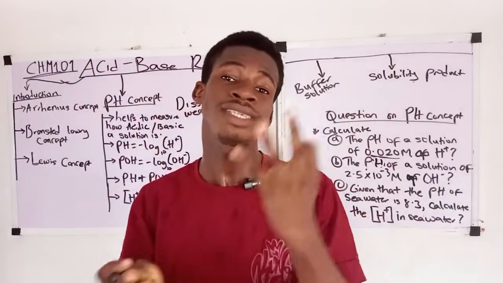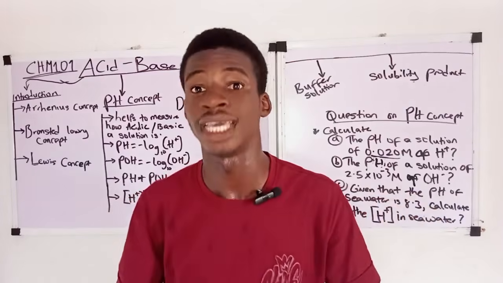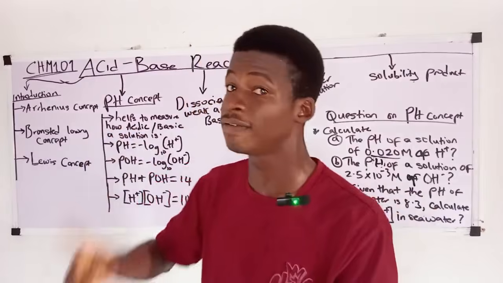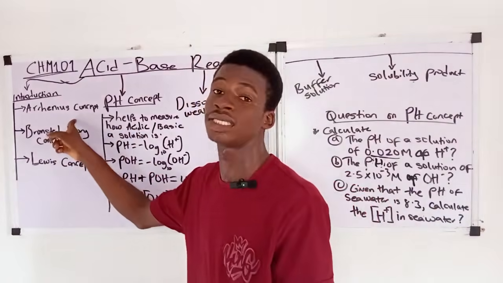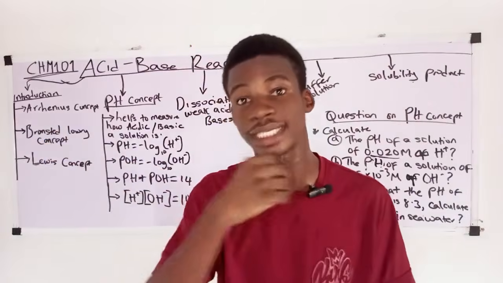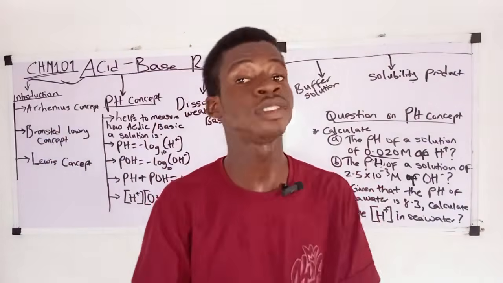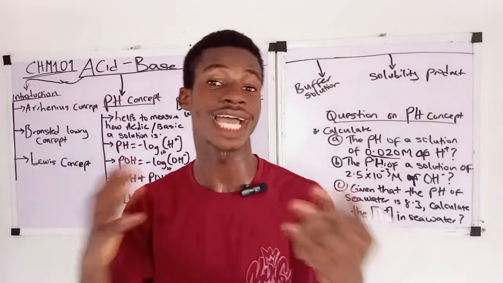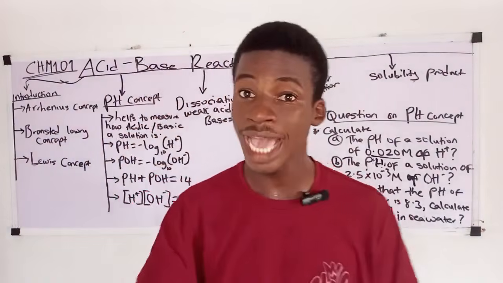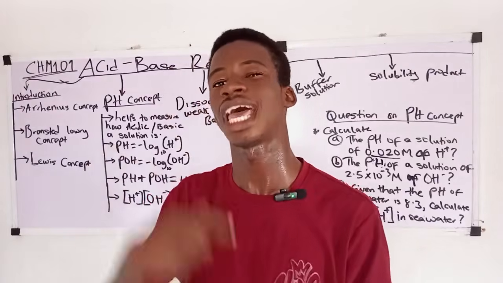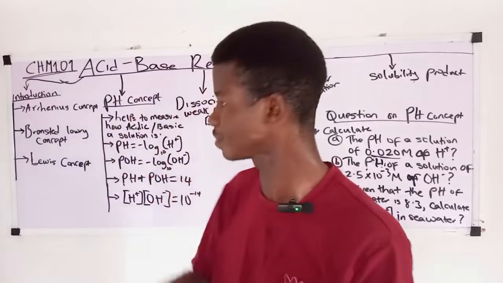Now there are three concepts that describe acid and base reaction, and the very first concept is the Arrhenius concept. This concept was given by a scientist known as Arrhenius, who defined an acid as a substance that dissolves in water to produce hydrogen ion, while he defined a base as a substance that dissolves in water to produce hydroxide ion.